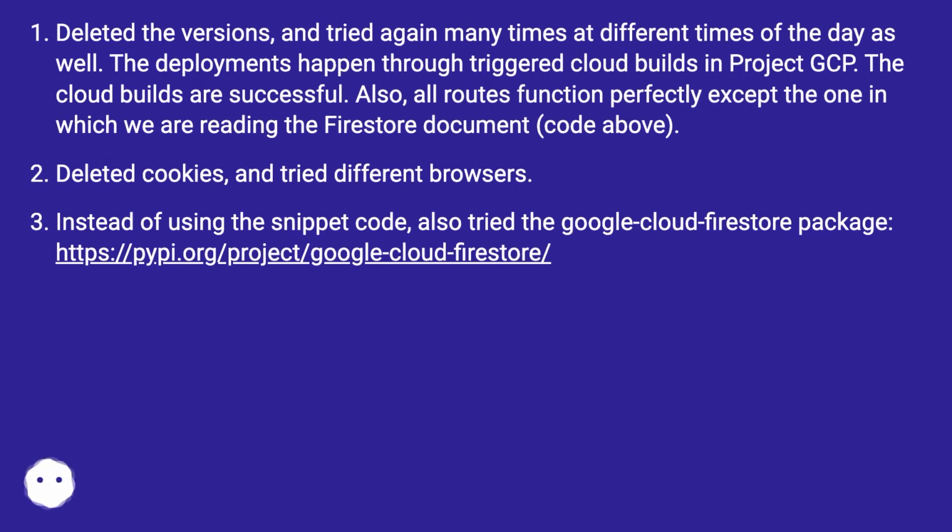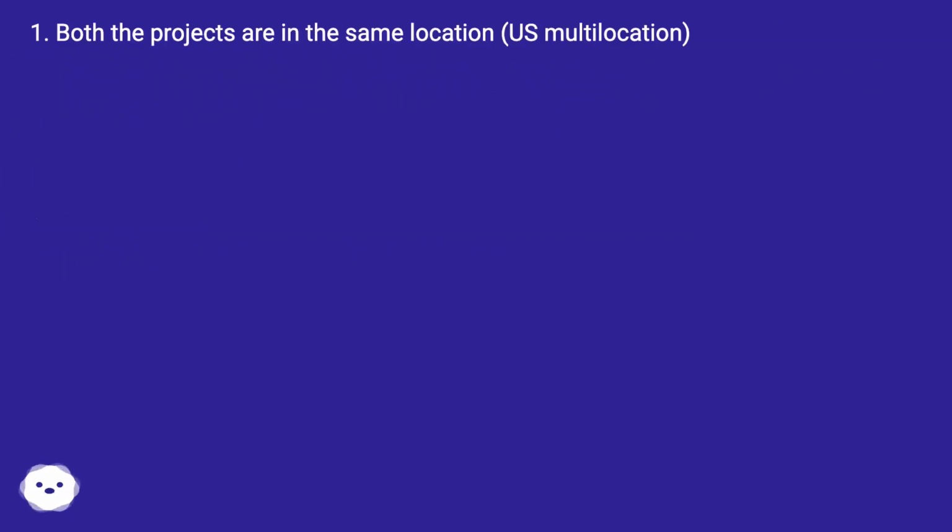Also, all routes function perfectly except the one in which we are reading the Firestore document, code above. Deleted cookies, and tried different browsers. Instead of using the snippet code, also tried the google-cloud-firestore package, this URL. Both the projects are in the same location, as multi-location.